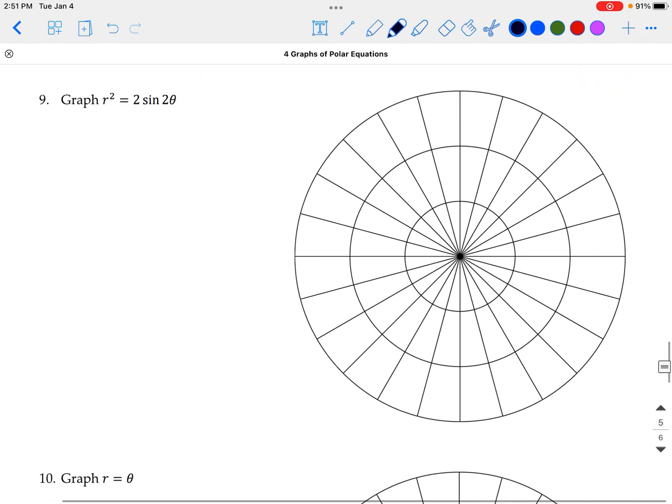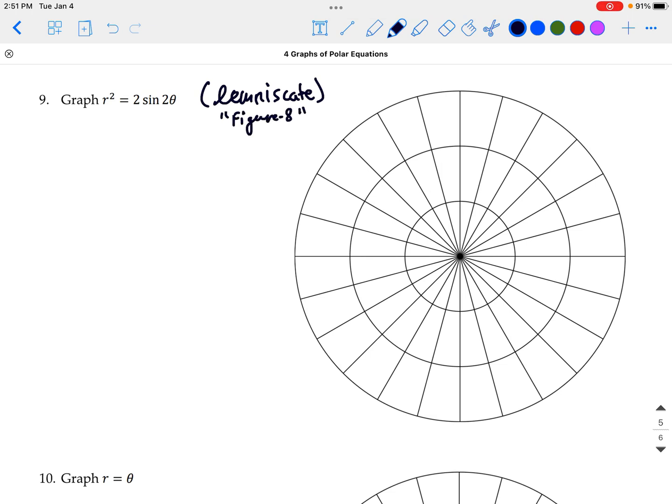So the last graph that we're going to look at is r squared equals 2 sine 2 theta. We'll just note the name of this one is called the lemniscate. But you could think of this more simply as a figure 8 graph, as you'll see by our graph that we're going to sketch in just a moment here. Now note though, we do have r squared, which is going to put a specific requirement on r here, which is that we're always going to get a positive number.